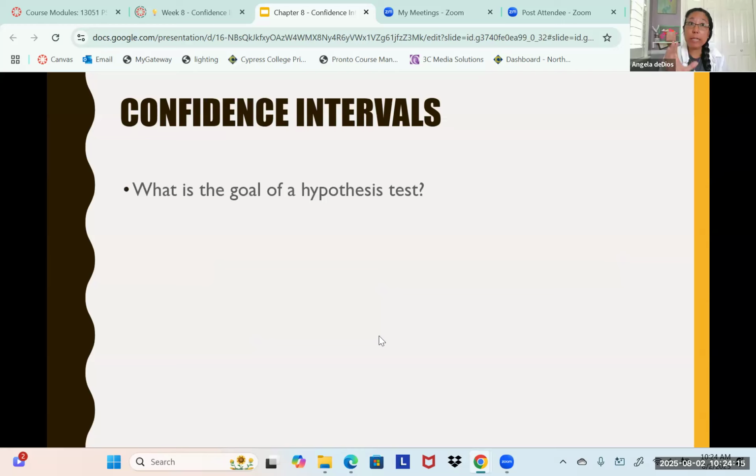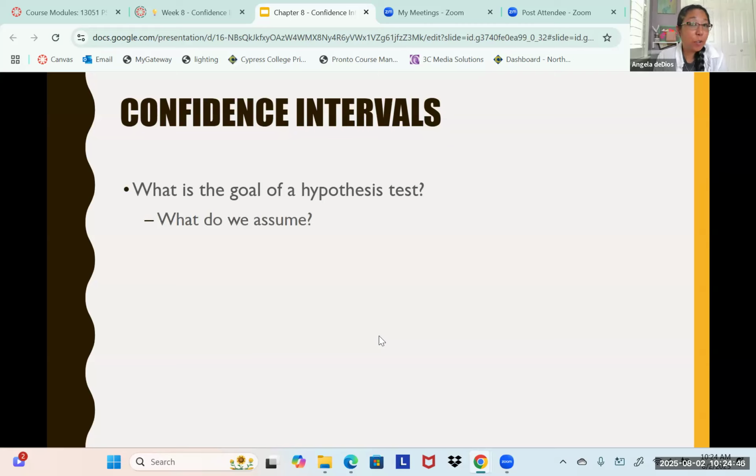So let's compare confidence intervals with hypothesis tests. Remember, what is the goal of a hypothesis test? The goal is to see whether there's a significant difference between one population and another population. In this case, the population is students, and we have a sample of students that we had pulled. We want to see, is there a significant difference there?